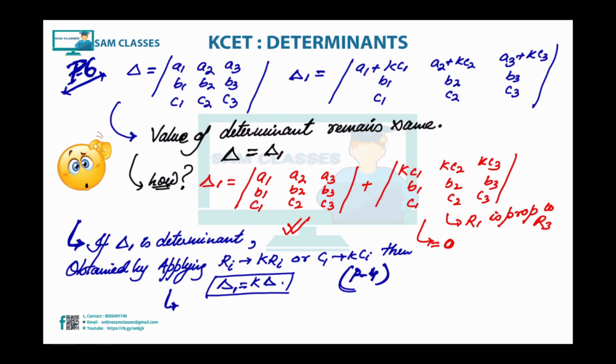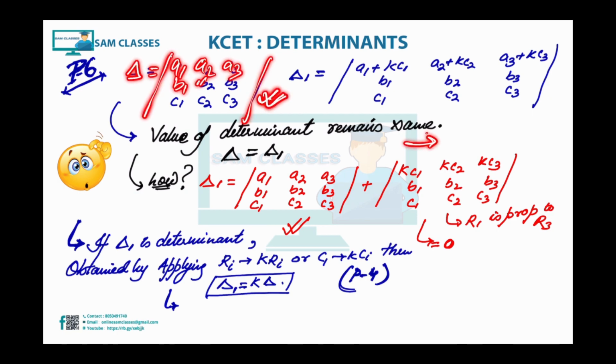Coming to the next property, property 6, very important again. Now, let's say we have a determinant delta, which is equal to a1, a2, a3, b1, b2, b3, and c1, c2, c3. This determinant we have.